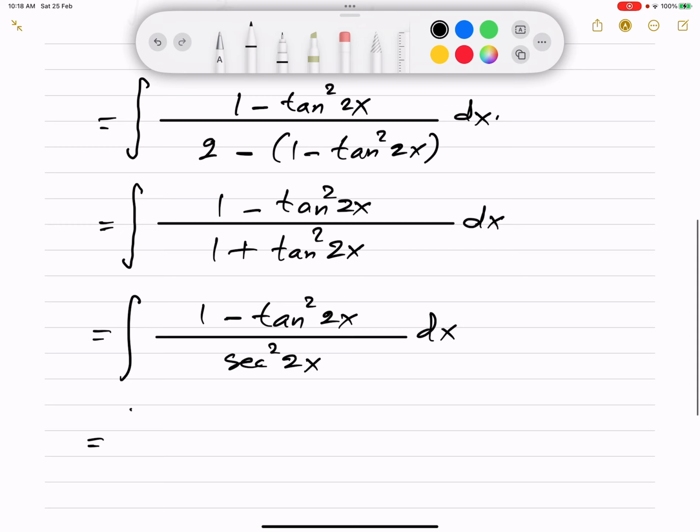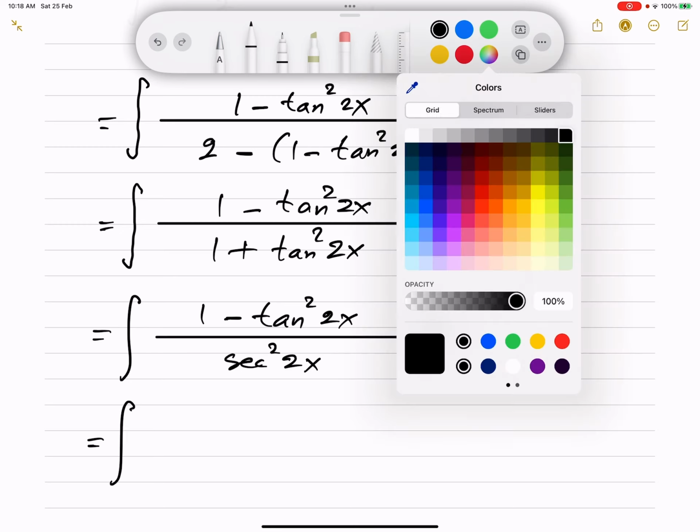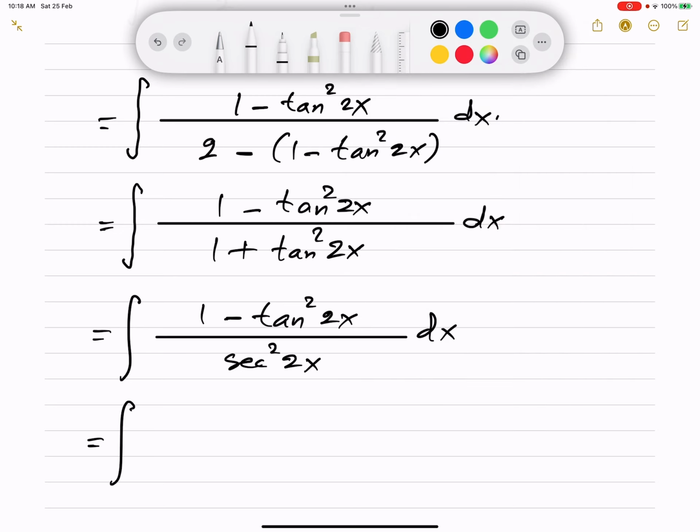Now we can split the numerator over the denominator. So 1 over secant squared, that's going to give us cosine squared of twice x, okay? And then negative is tangent squared of 2x divided by secant squared of 2x. That's going to cancel the cosine term in the denominator of the tangent squared, and we're gonna be left with sine squared of twice x dx.